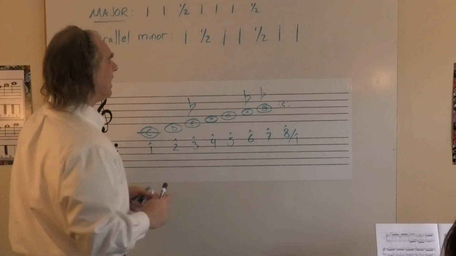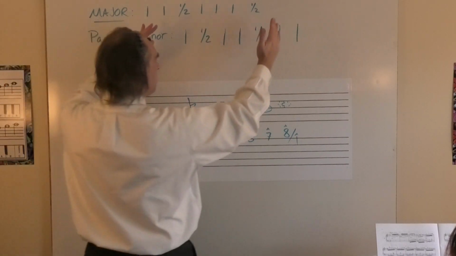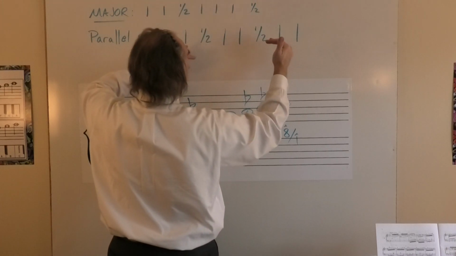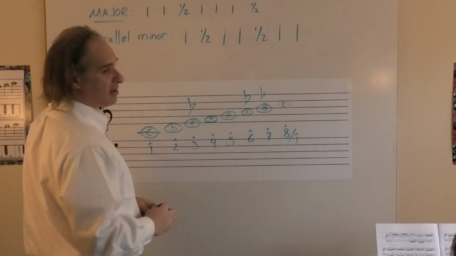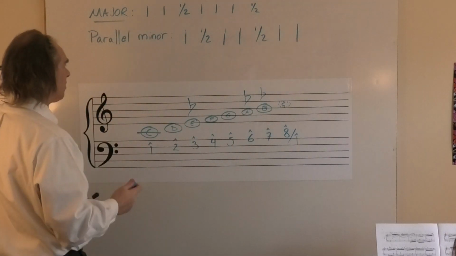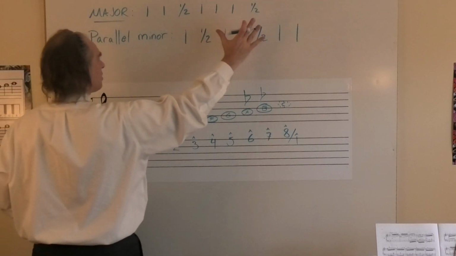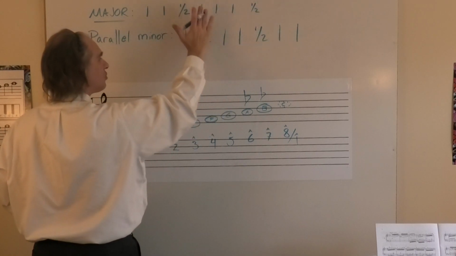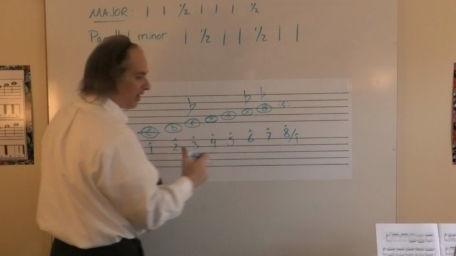So the relative minor to C major would be A, because that would be the shift. We would start here, as opposed to the parallel minor, where we would keep the same key. So the parallel minor to C major is C minor. The relative minor is A minor, because you're not shifting these whole step patterns, you're just starting on a different key. You're starting on the 6th scale degree.